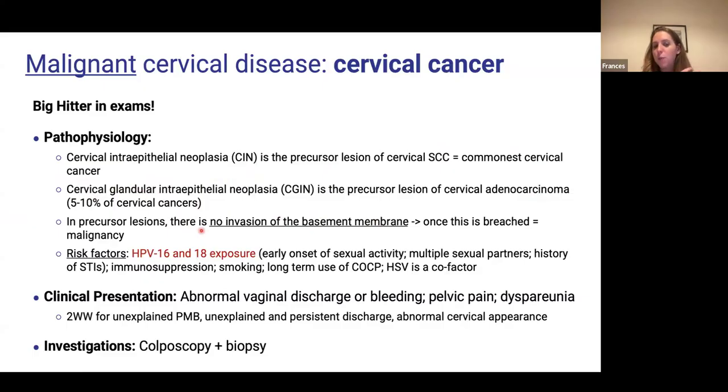As with all of these precursor lesions, there's no invasion of your basement membrane. And then essentially, how you're going to investigate this is you do colposcopy, where you basically use a speculum to look at the cervix with a microscope, and then you can take biopsies as you need, and you can basically diagnose it that way.